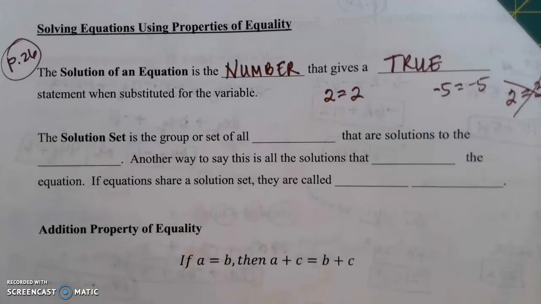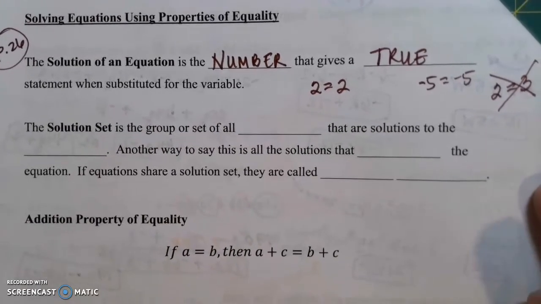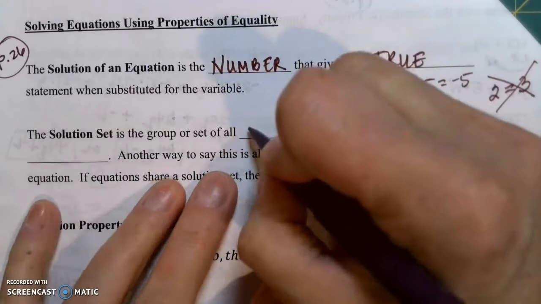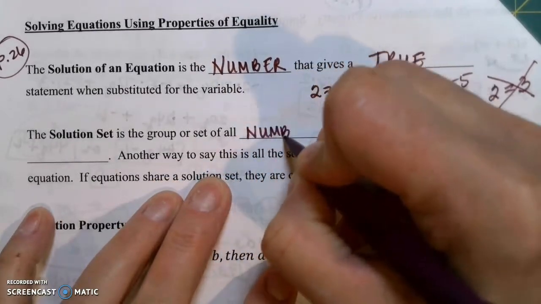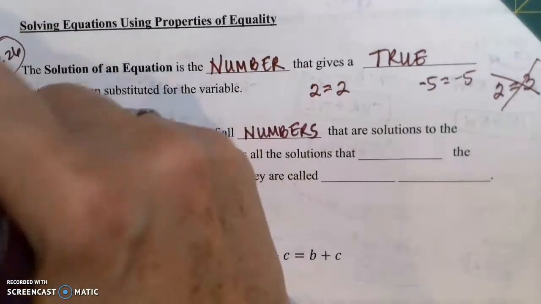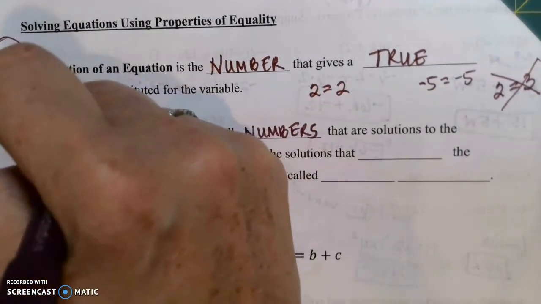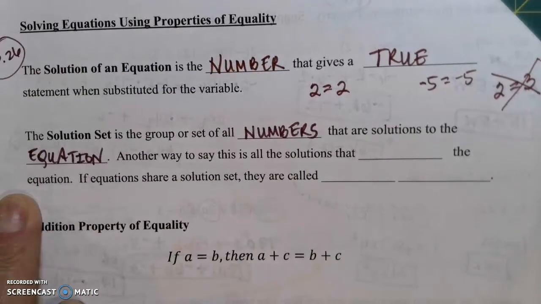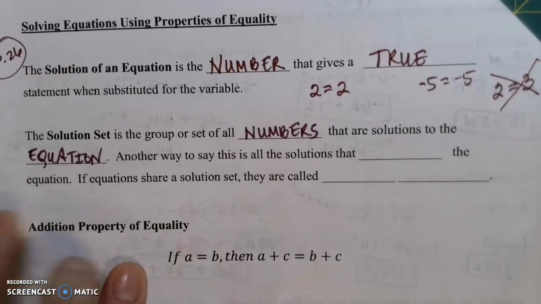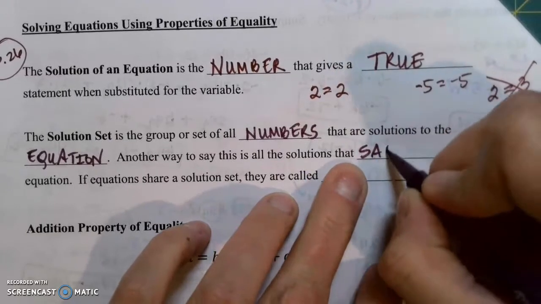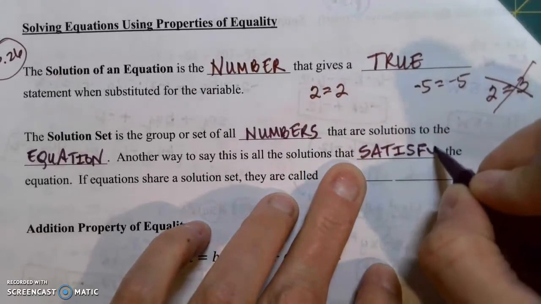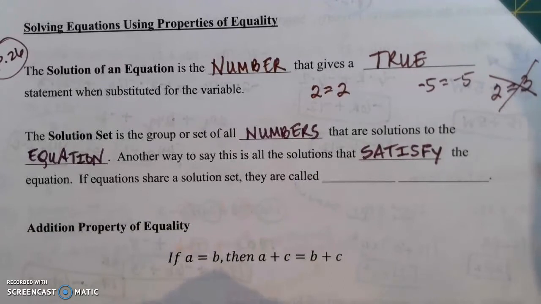The next set of terms here, looking at a solution set, is the group or set of all numbers that are solutions to the equation. Another way to say this is all the solutions that satisfy. So that is a verb that sometimes will be used with solutions. They satisfy the equation. Okay, so you can think the Rolling Stones, maybe.